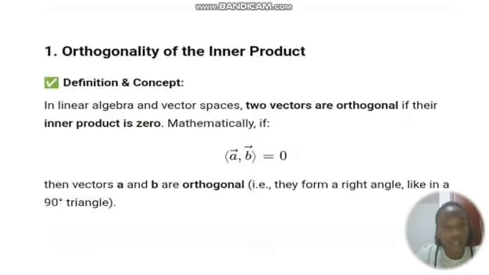Starting with the orthogonality of the inner product, the definition and concept is that in linear algebra and vector spaces, two vectors are orthogonal if the inner product is 0. Mathematically, if the inner product of vectors A, B equals 0, then the vectors A and B are orthogonal. That is to say, they form a right angle, like in a 90-degree triangle.